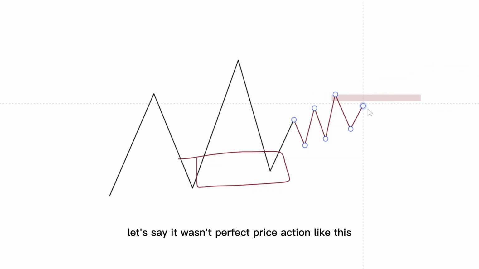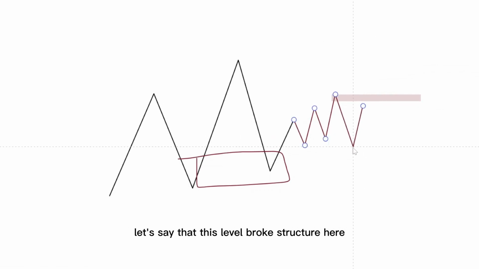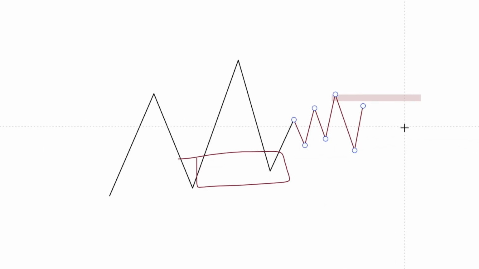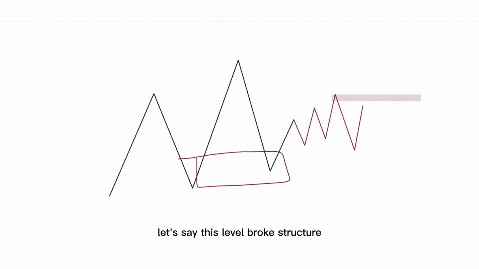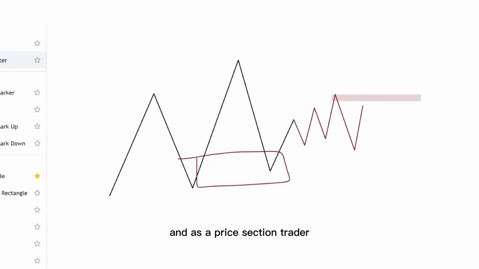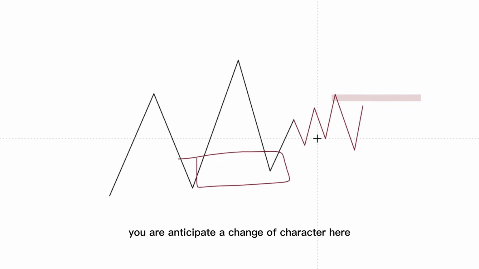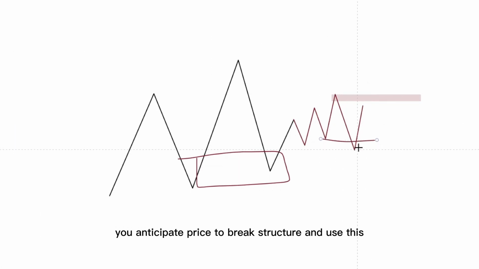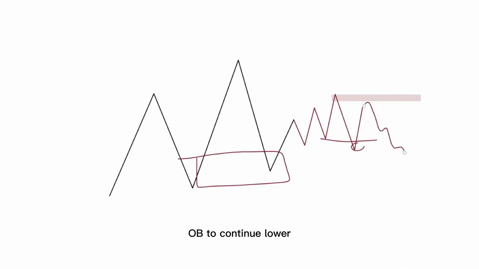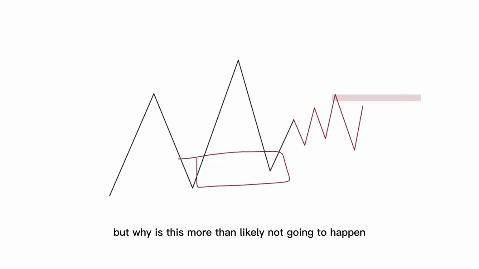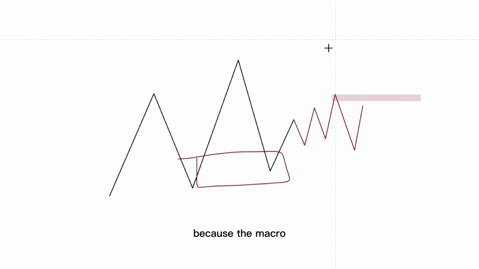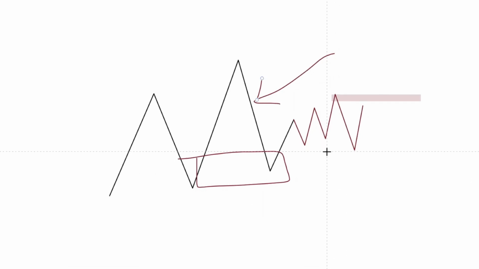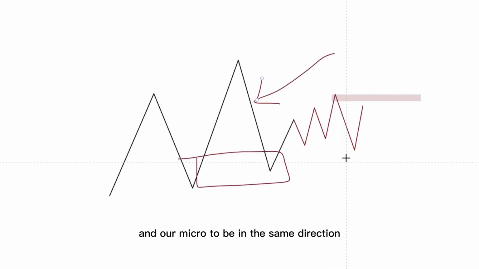And even if, let's say, it wasn't perfect price action like this, let's say that this level broke structure here. Let's say this level broke structure, and as a price action trader, you will anticipate a change of character here. You anticipate price to break structure and use this OB to continue lower. But why is this more than likely not going to happen? Because the macro is bullish. So we're trying to combine our macro and our micro to be in the same direction.